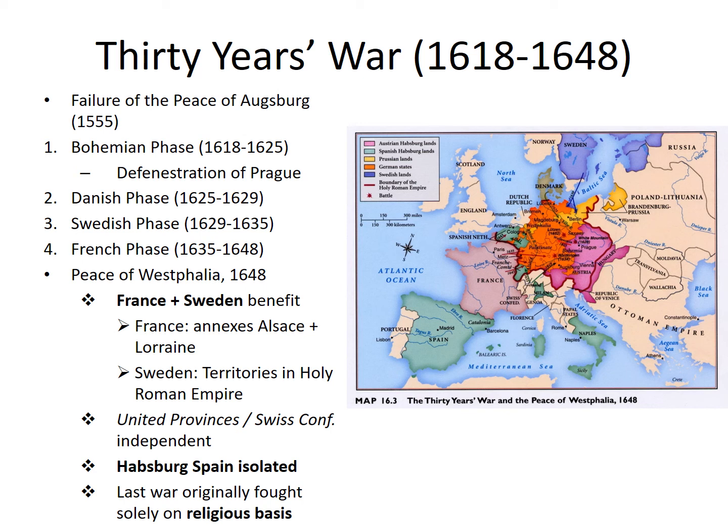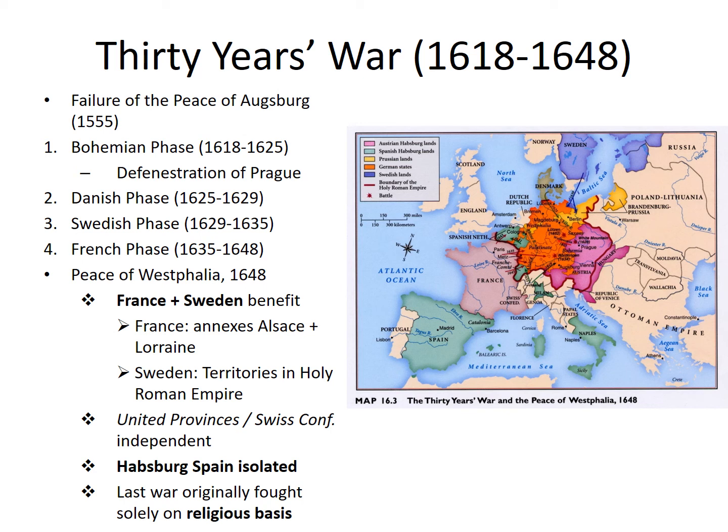The French phase, 1635 to 1648, is the last phase. This is where Cardinal Richelieu, remember, had decided that it was more important to support the Protestants in order to build up the power of France, to reduce the power of the Habsburgs, and ultimately this will lead to the end of this war of attrition in 1648. This will be the Peace of Westphalia. So, the Peace of Westphalia, 1648, will end the wars of religion.